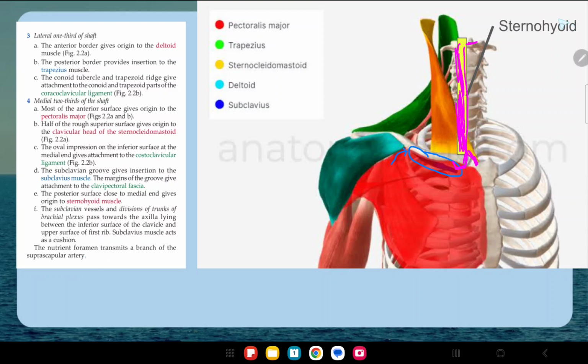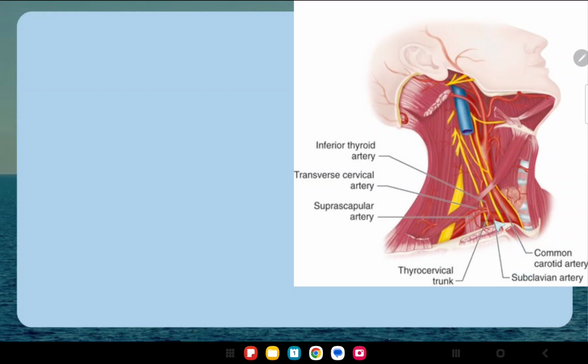Let me show you. See this picture? Subclavian artery. Let me draw it. See, this is the subclavian artery, right? From the subclavian artery, there is the thyrocervical trunk. I have changed color so that it would be easy for you to see. This is the subclavian artery, and it's giving a branch called the thyrocervical trunk, and from the thyrocervical trunk, an artery is coming out. It is called the suprascapular artery.